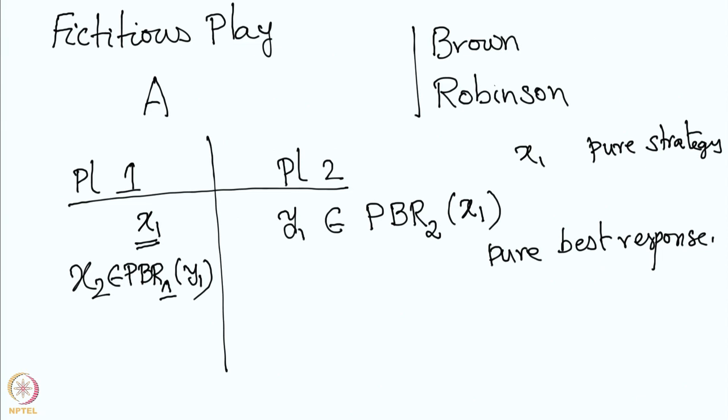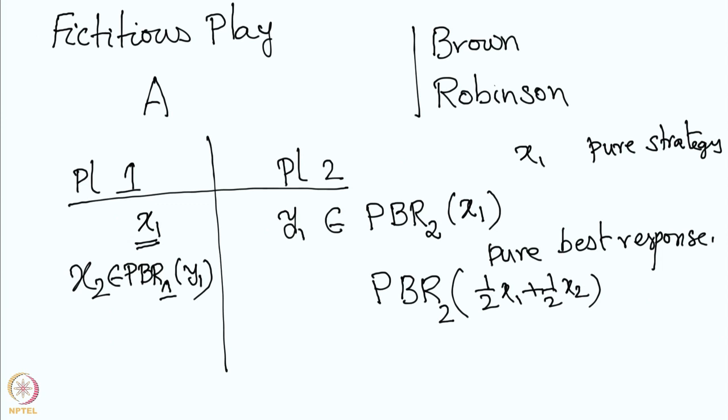Now, in the next iteration, player 2 observes that player 1 has played x1 and x2. Therefore, he thinks that player 1 will play x1 or x2 with equal probabilities. Therefore, he will look at the best response to half x1 plus half x2. Again, he will only look at the pure best response, the pure strategy which is a best response to half x1 plus half x2. That means he is choosing x1 with probability half, x2 with probability half.